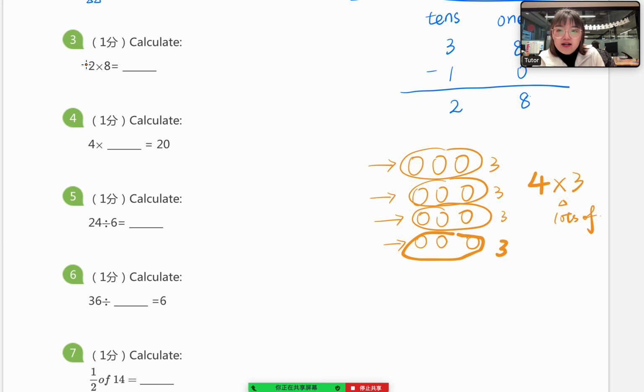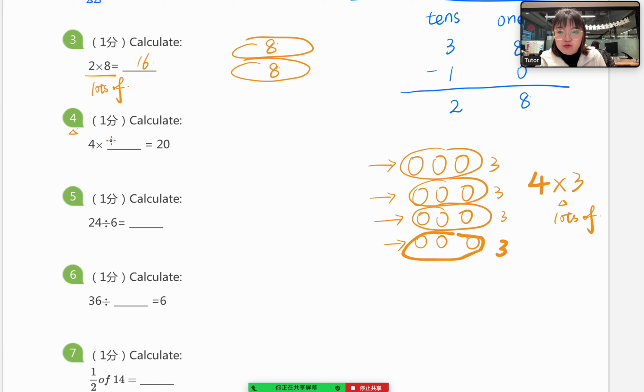Okay. So now 2 times 8, it means there are 2 rows of 8. So if there is one group of 8, that's 1 row of 8. And 2 rows of 8 means 2 times 8. So basically we can do 8 plus 8, which is 16. Or if you can memorize the times table, it will be pretty easy for you. You can just solve it out. 2 times 8 will be 16.